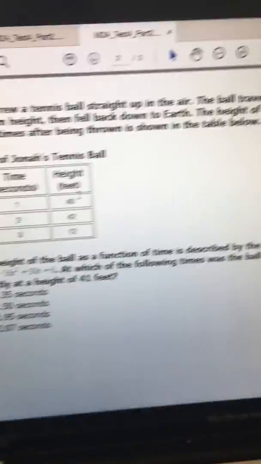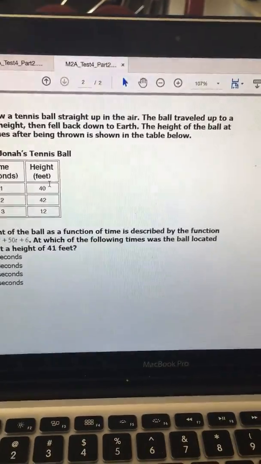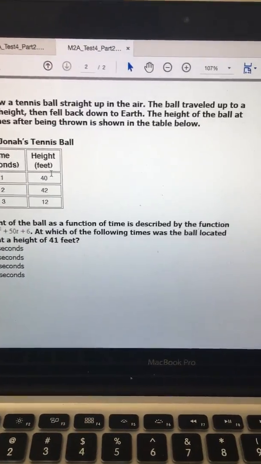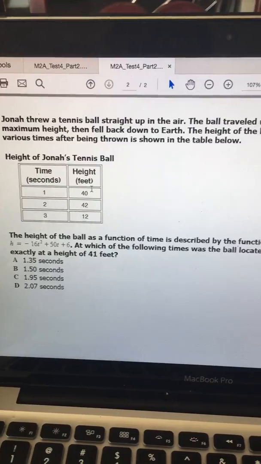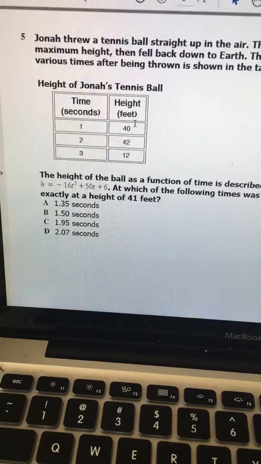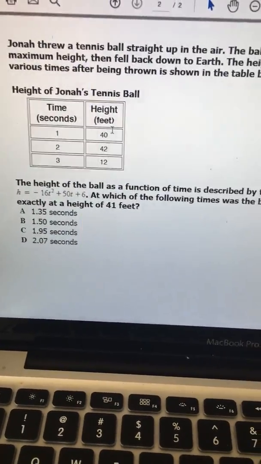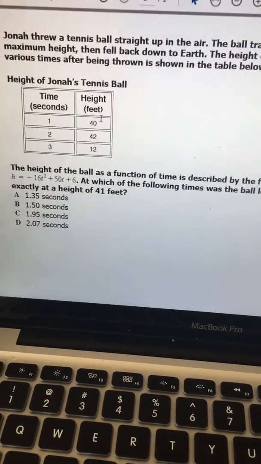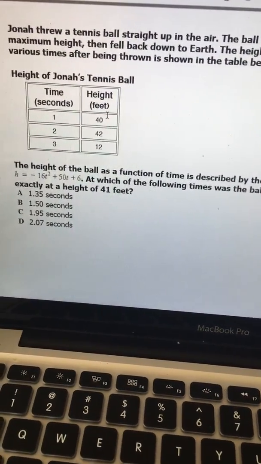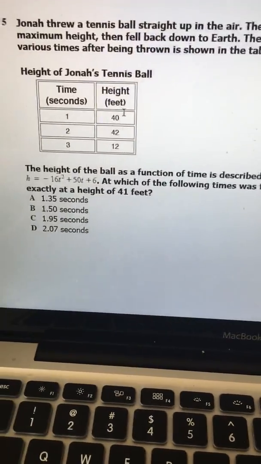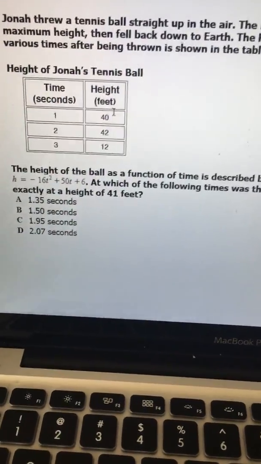Now we're going to move on to question 5. Jonah threw a tennis ball straight up in the air. The ball traveled up to a maximum height, then fell back down to earth. The height of the ball at various times after being thrown is shown in the table below. Here's our table. The height of the ball as a function of time is described by the function h equals negative 16t squared plus 50t plus 6. At which of the following times was the ball located exactly at the height of 41 feet?